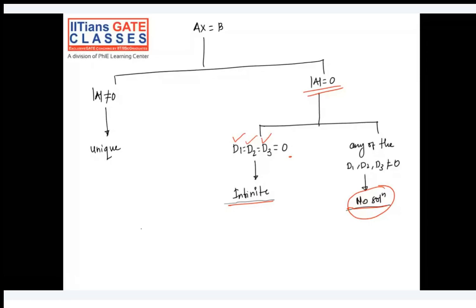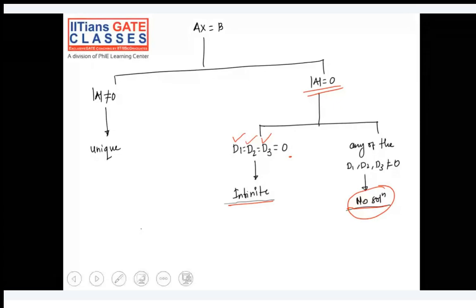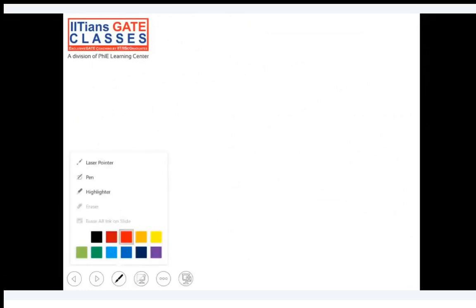Yeah. Okay. Let's take some question. Let me give you. x plus 2y plus 3z equal to 1. 2x plus y plus 3z equal to 2. 5x plus 5y plus 9z equal to 4. Okay. Solve this system of equations.